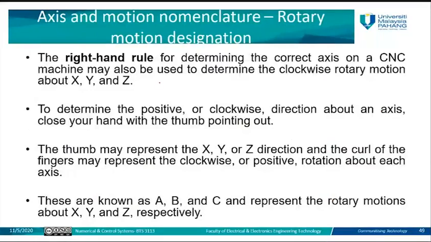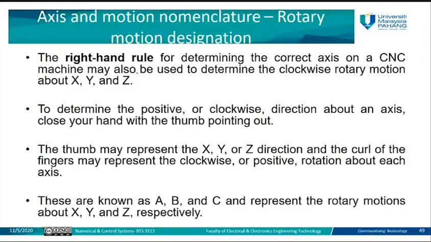So there is one rule, they call it the right-hand rule, and this right-hand rule is used to define the coordinates for the machines. If the machine consists of 3 coordinates, for example like the milling machine, we have x, y, z. So how will the operator or programmer know which coordinate is x, which is y, which is z, and to which direction each one points? So we need to use the right-hand rule.